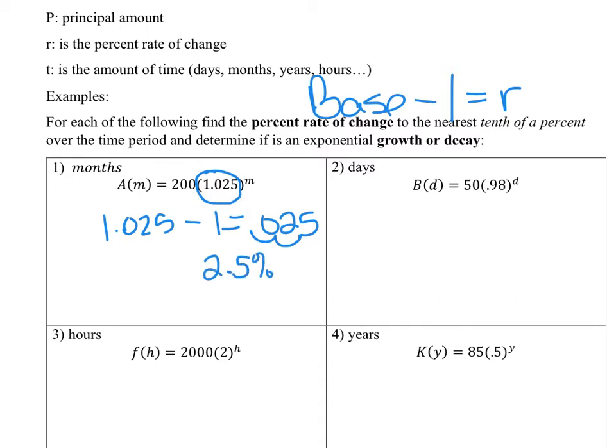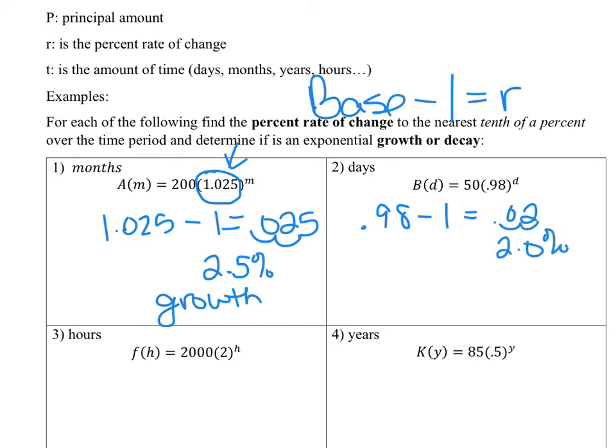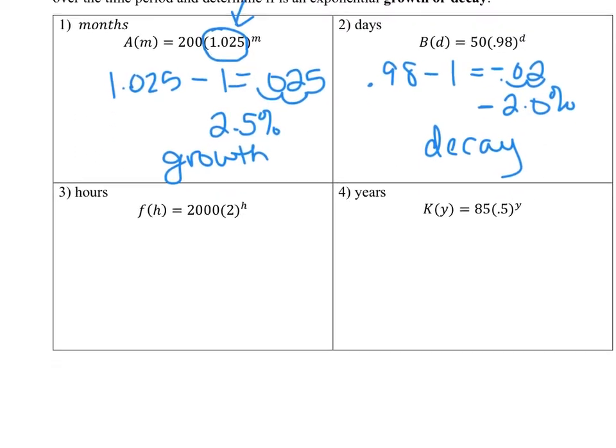So since this is positive, this is a growth problem. Now we know that as long as that base is greater than 1, it will be growth, but finding that percent rate of change adds that extra piece to it. So same deal here, the base is 0.98. We subtract 1, we get negative 0.02. Move that over 2, and we get negative 2.0% to the nearest tenth. So this would be a decay. So as you can see, if you have a negative R, you will have a decaying problem.